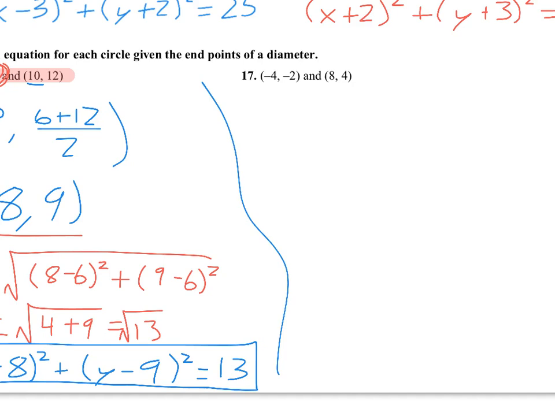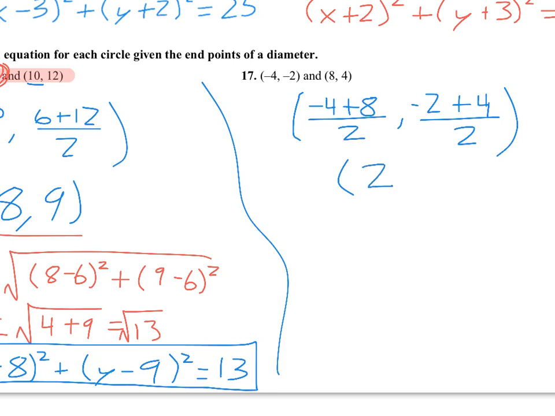Okay, find the midpoint. That'll be the center. So we add the x's together and divide by 2. Add the y's together and divide by 2. So the x-coordinate is going to be 4 divided by 2, which is 2. The y-coordinate is going to be 2 divided by 2, which is 1.